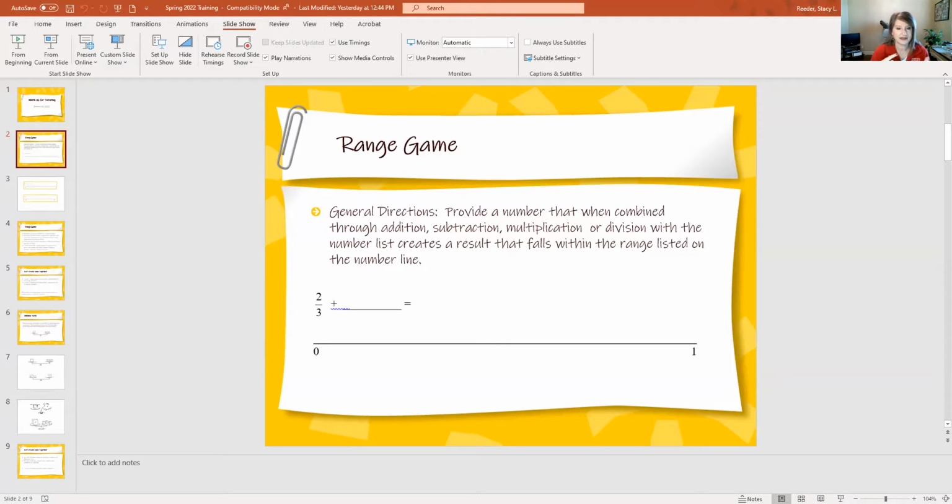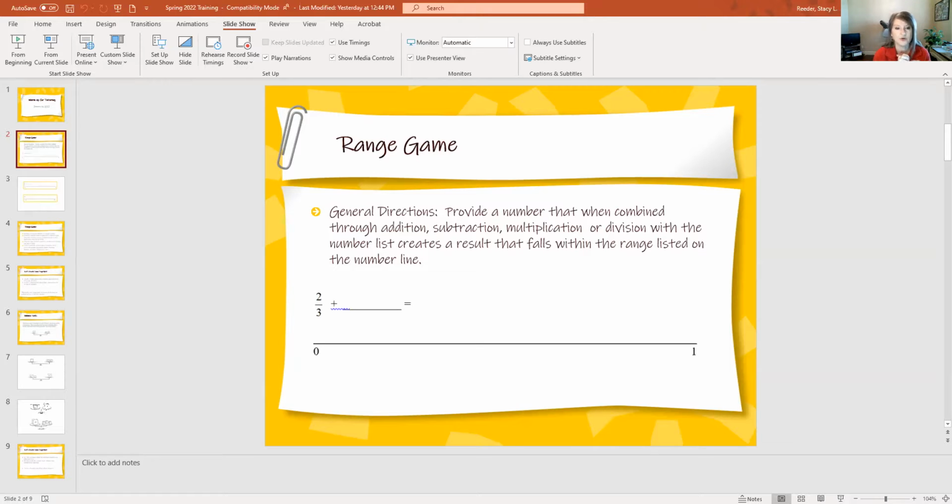So I'm going to ask some of you to unmute and share here. So basically the question is, what added to 2/3 equals something that falls between 0 and 1? Okay, so pretty open-ended. Does someone want to offer up an option? We won't write it down here until I switch to my iPad in a few minutes, but what added to 2/3 equals an answer that will fall between 0 and 1? Someone give me an answer.